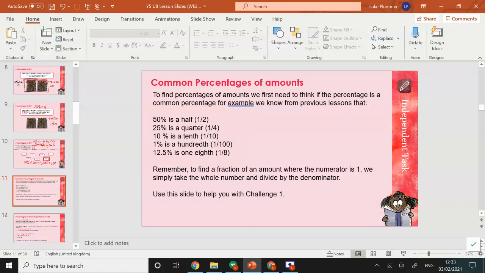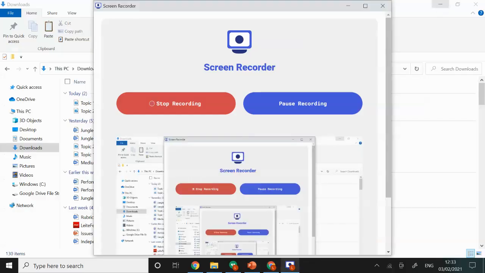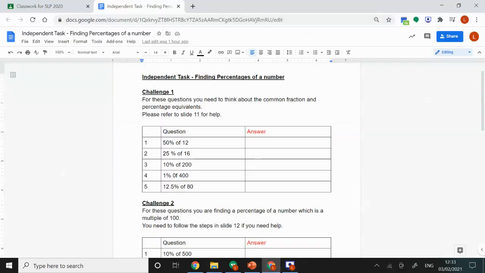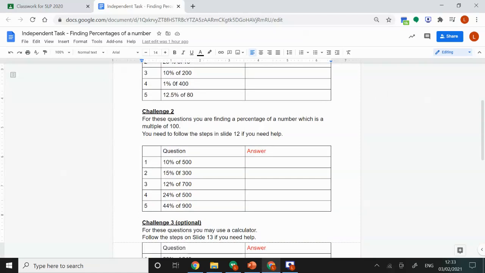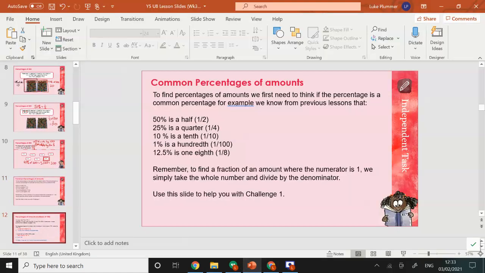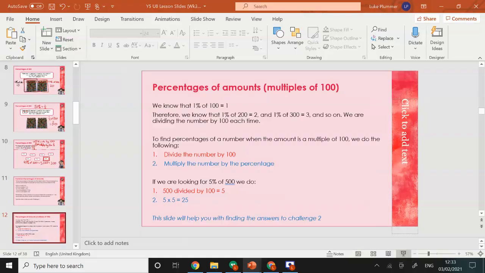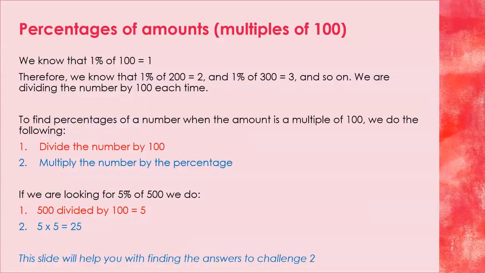Okay, welcome back, or if you haven't paused, thank you for continuing. Let's have a look at challenge 2. For challenge 2, we are finding the percentage of amounts when the amount is a multiple of 100. So we need to follow this step-by-step guide. Step 1, divide the number by 100. Step 2, multiply the answer by the percentage.